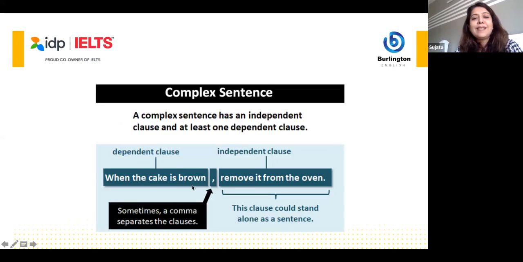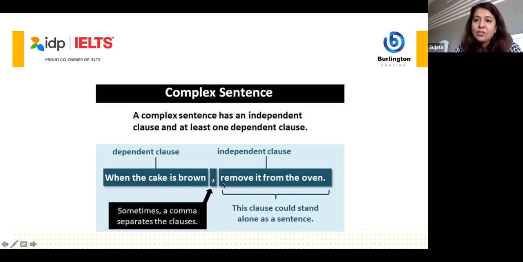Now, this is a very easy looking slide, but many of us may have forgotten. So let's revise together. A complex sentence has an independent clause. Now, what's an independent clause? When the cake is brown, it cannot be replaced by a full stop. It's not making so much sense. Remove it from the oven. Yeah, so there is something that you may be indicating. So this is more independent and I can rest it without any previous information. But I cannot rest this without adding some information. So this is a dependent clause and this is an independent clause.